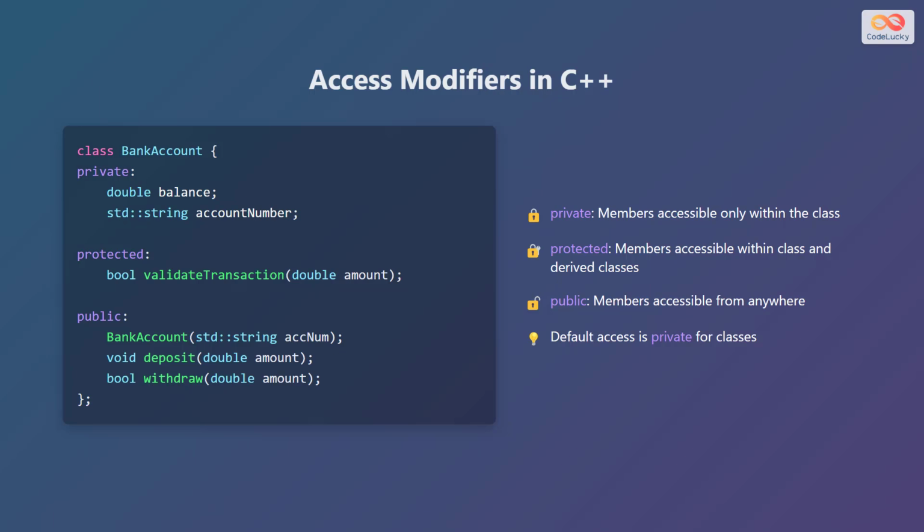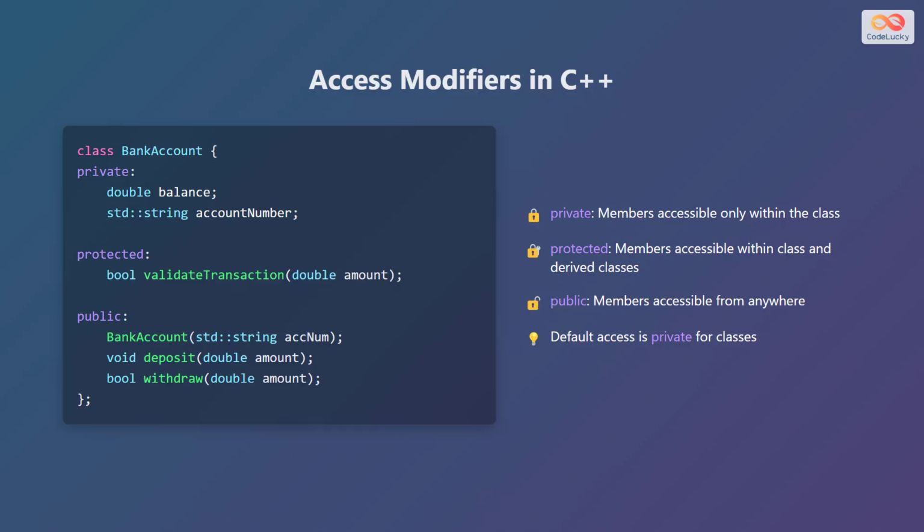C++ provides access modifiers to control the visibility of class members, which plays a vital role in encapsulation. The first access modifier is private. Private members are accessible only from within the same class. The second access modifier is protected. Protected members are accessible from within the same class and any derived classes. And the third one is public. Public members are accessible from anywhere. By default, if you do not specify any access modifier, the members are private within a class.